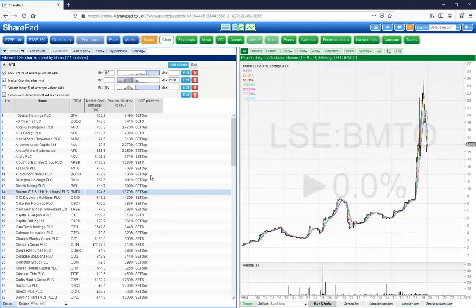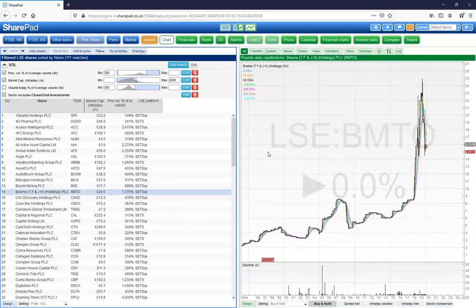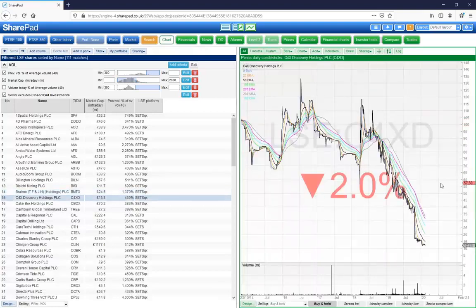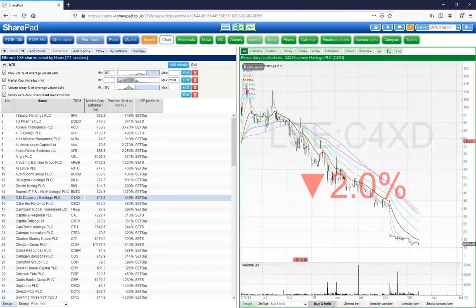BMTO. Sorry, so we've got a question from Terry. How do we set an alarm line? Let's find a stock that I'll be interested in using it on. So C4, right, this looks like a stage 4 downtrend. I would never ever buy this unless it was a news based trade.